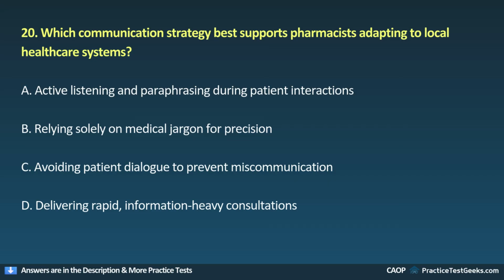20. Which communication strategy best supports pharmacists adapting to local healthcare systems? A. Active listening and paraphrasing during patient interactions. B. Relying solely on medical jargon for precision. C. Avoiding patient dialogue to prevent miscommunication. D. Delivering rapid, information-heavy consultations.